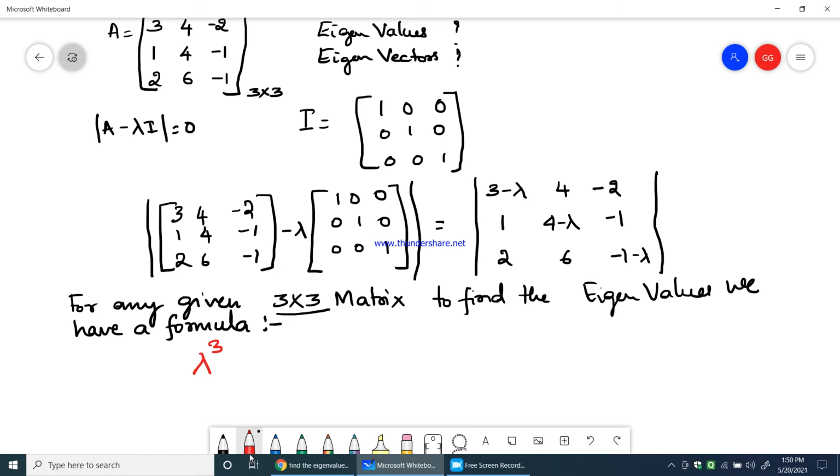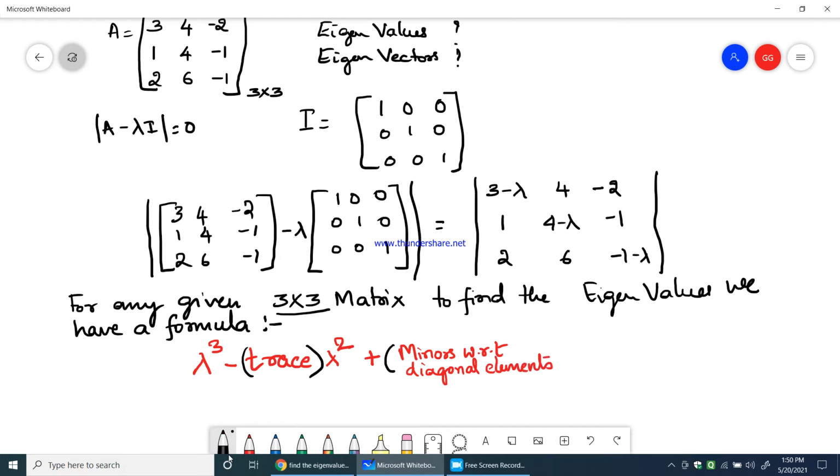lambda cube minus trace into lambda square, plus minus with respect to diagonals, multiplied by lambda, minus determinant of the given matrix, equals 0. This is the formula we use, equals 0.